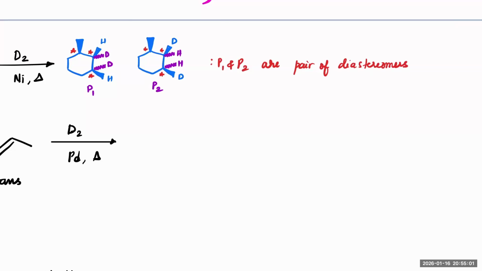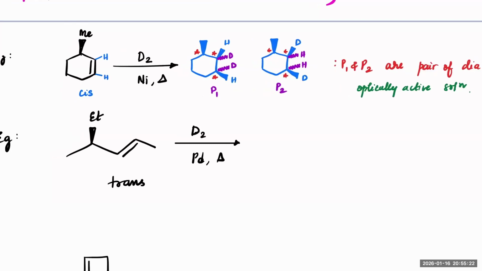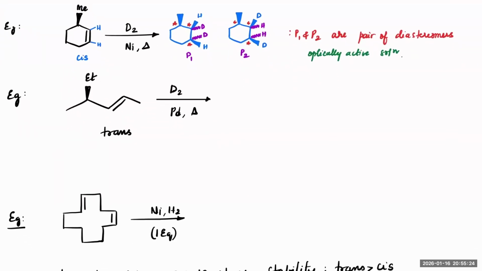Hence, will the solution be optically active or inactive? Of course, there will be some amount of racemization happening, but you will still have a small composition left by which the solution will remain optically active. So it will be an optically active solution. The first question is clear, everybody?